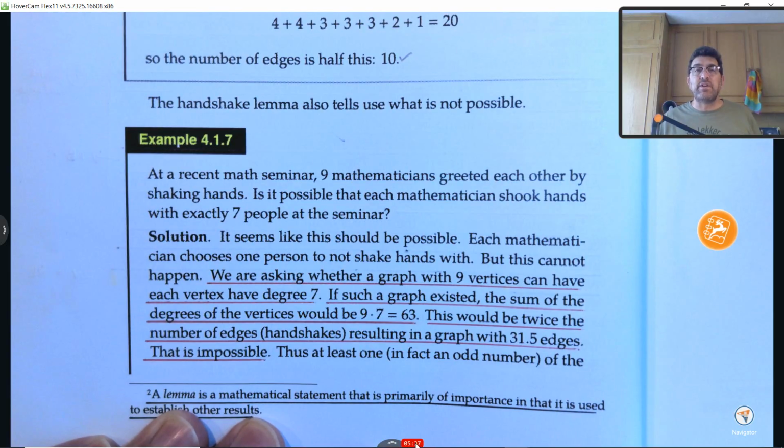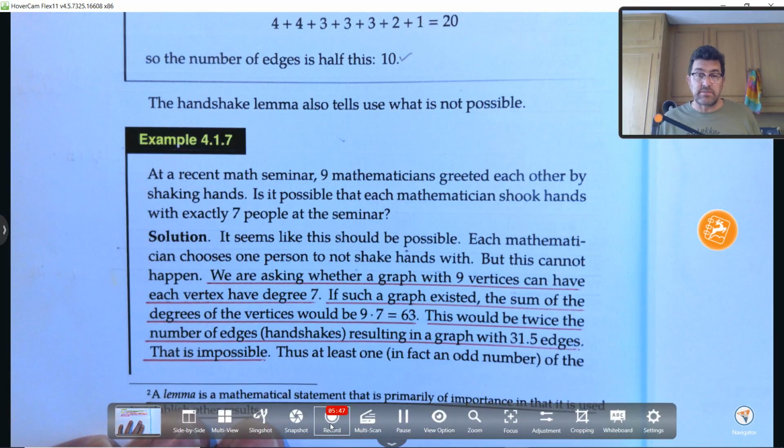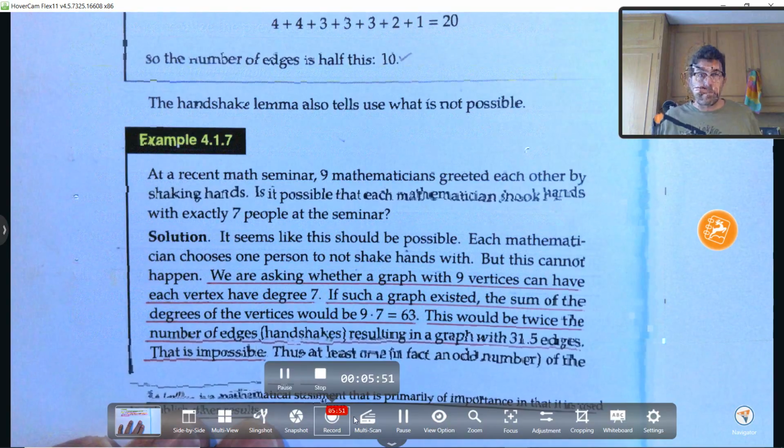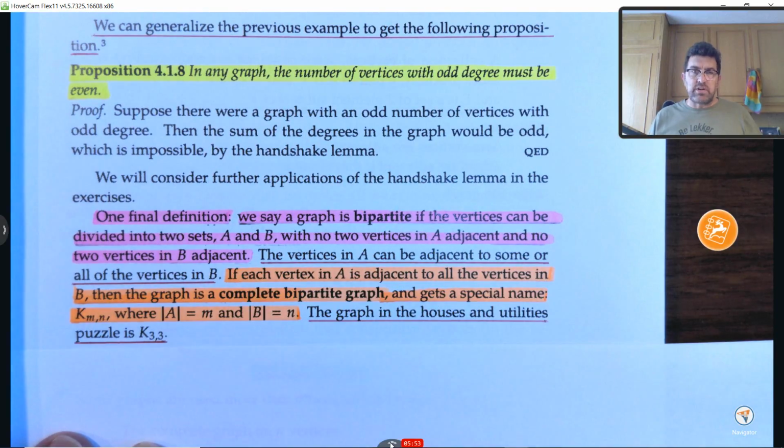Now folks, that's a very nice example of a real-world problem turned into a graph theory question and using graph theory to answer it. Okay, so let's see what we can generalize from the handshake lemma.